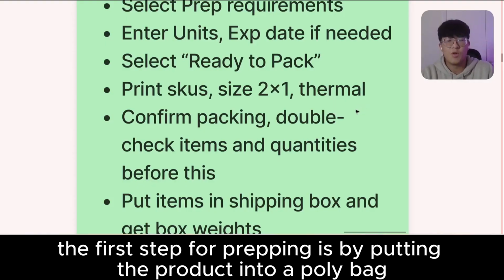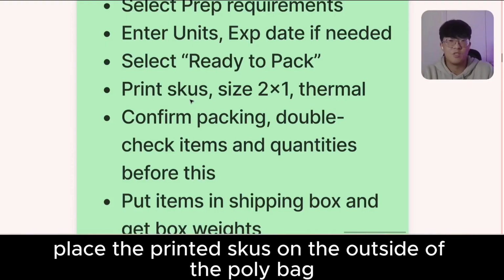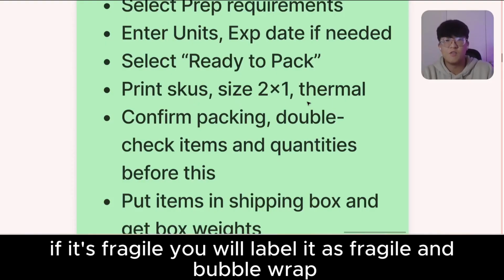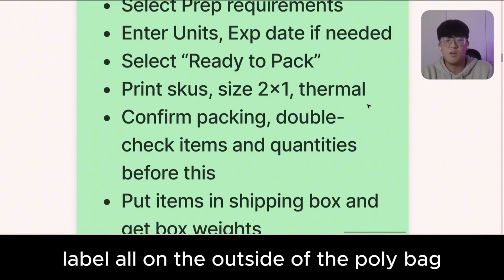The first step of prepping is putting the product into a poly bag, and on the outside of the poly bag, place the printed SKUs. If it's fragile, you will label it fragile and bubble wrap. If it's a bundle, you will label it sold as set, do not separate, label all on the outside of the poly bag.